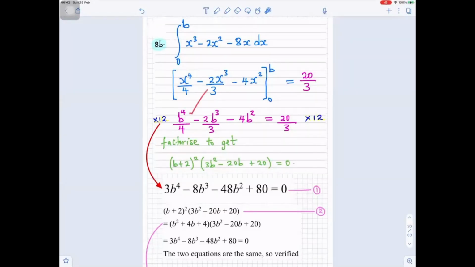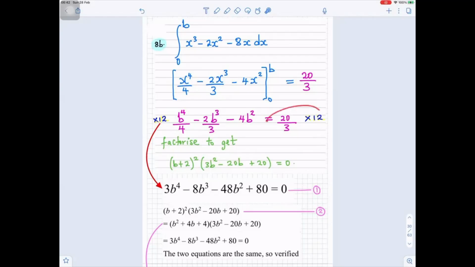So when we have this expression, if we multiply all through by 12, we can then factorize to get that. If you just multiply by 12 to go from this step to this step here, the 4 will cancel, since 12 divided by 4 is 3. So you get 3b to the 4. 12 times minus 20 over 3 gives you 80, and 12 times minus 4 gives you minus 48.